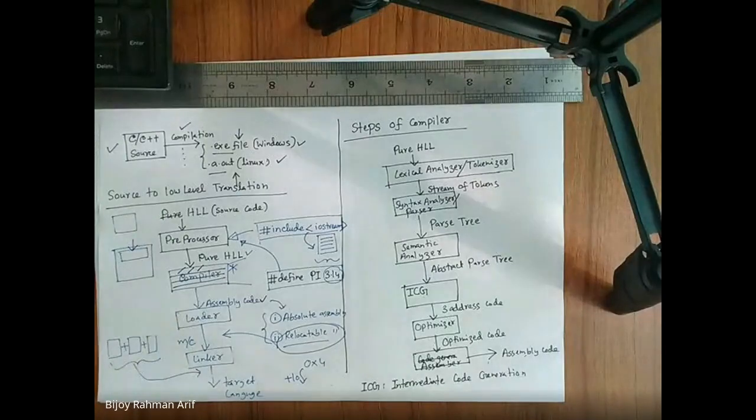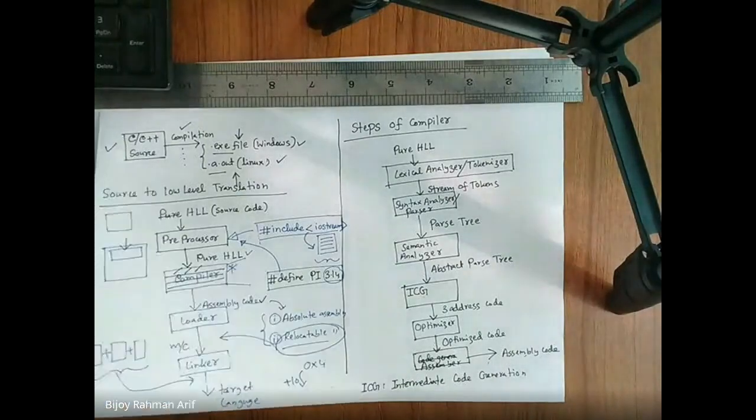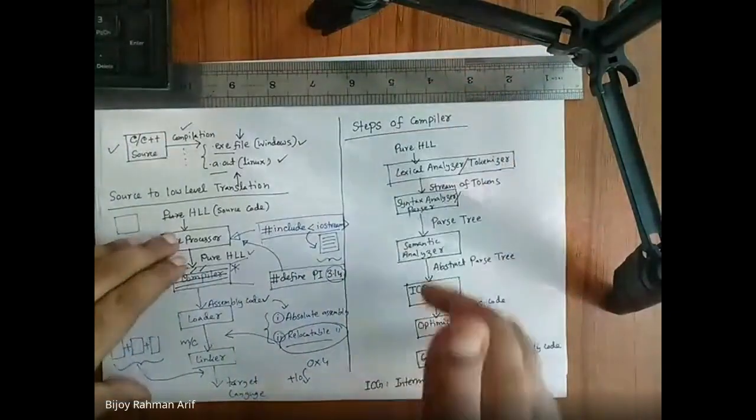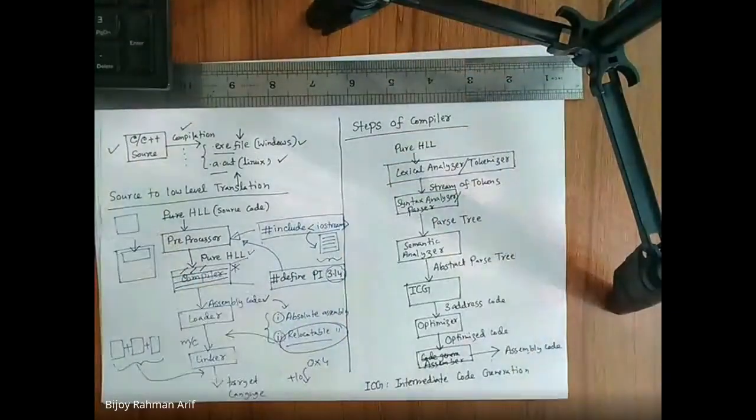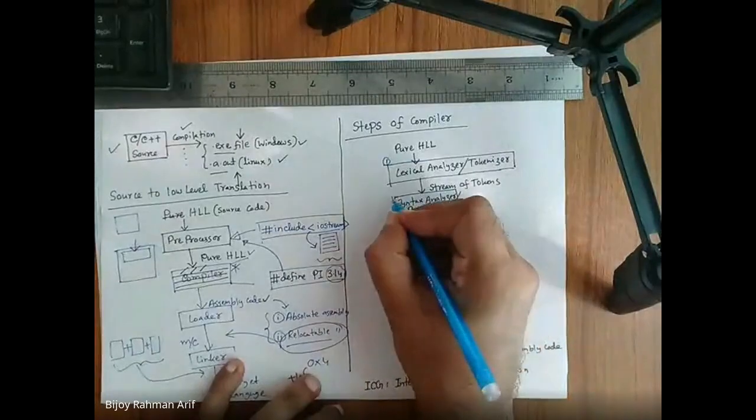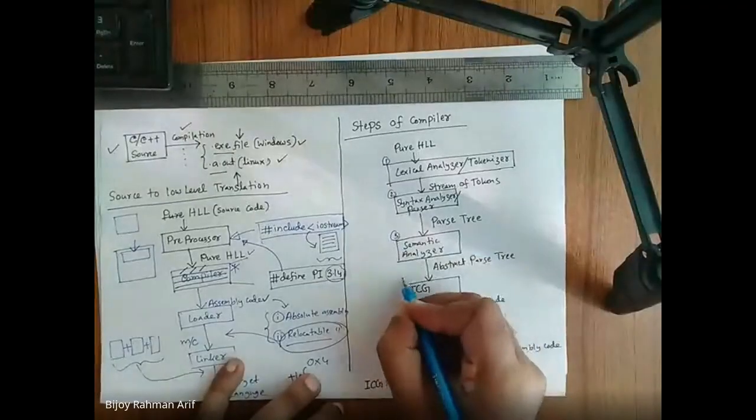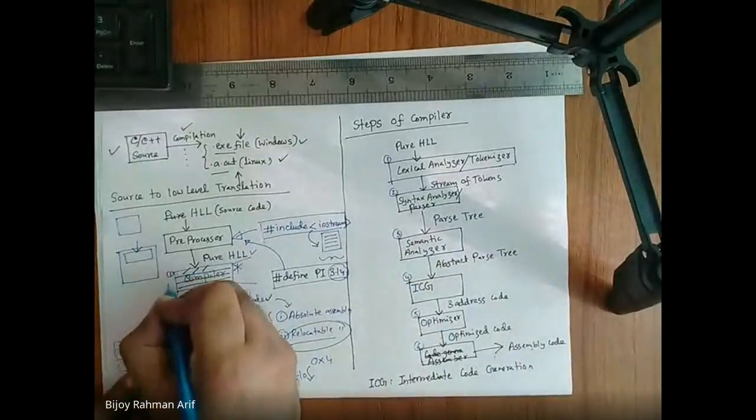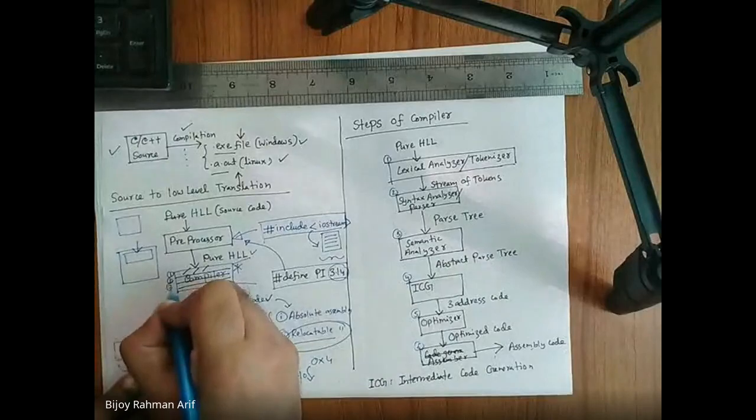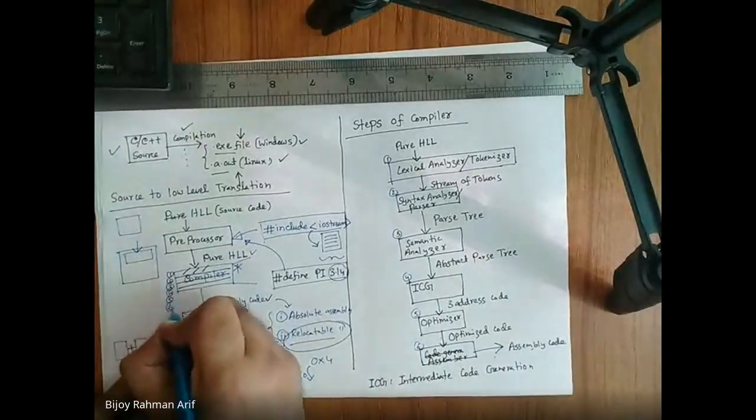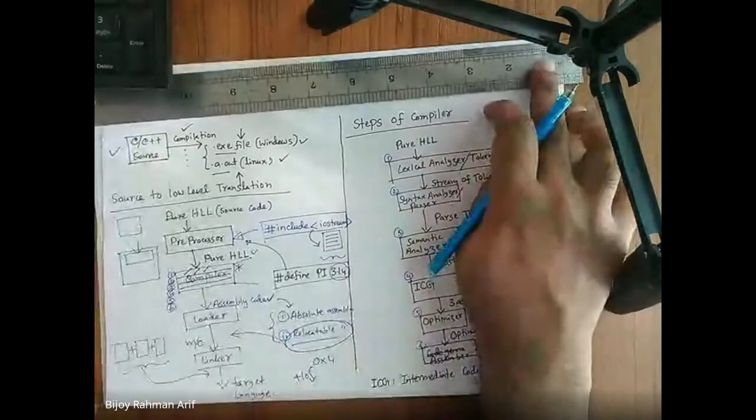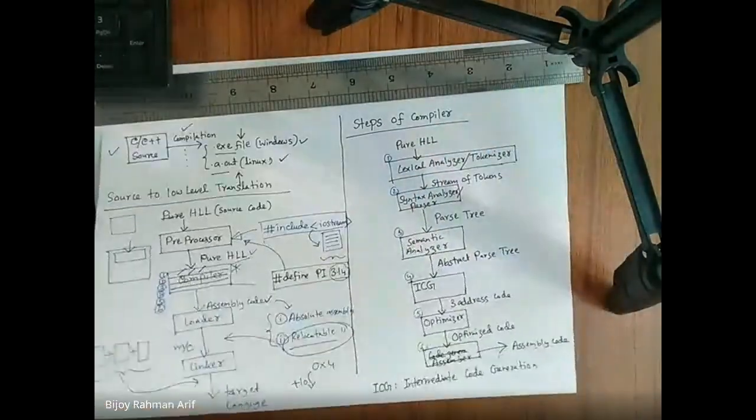Okay, guys? Is it clear? It is the whole breakdown of these steps. So how many steps are there? 1, 2, 3, 4, 5, 6. So it has 6 steps. Okay? All right, guys. Do you have any question?